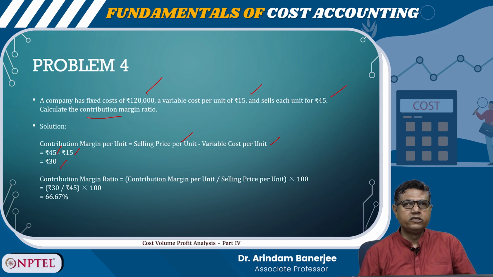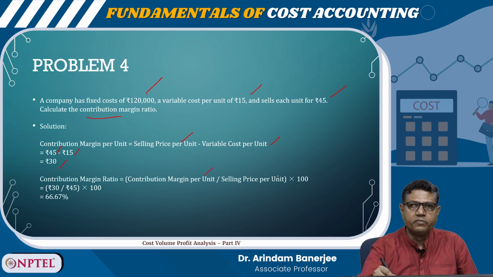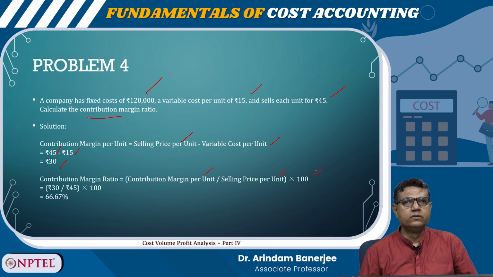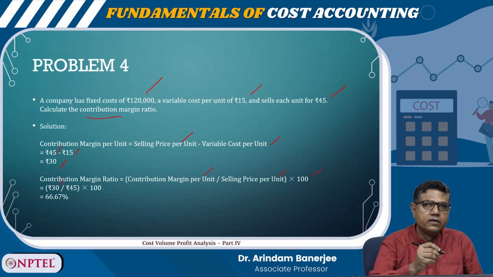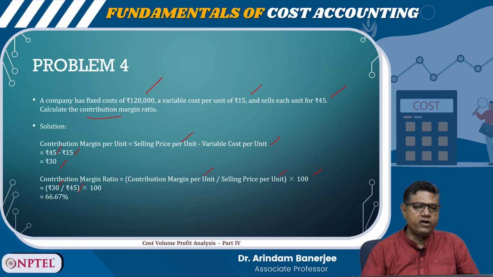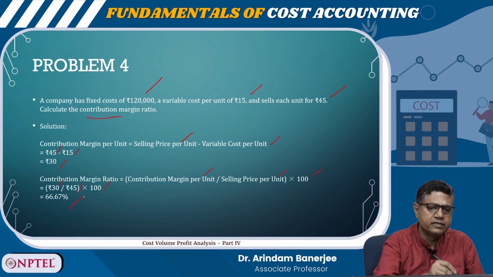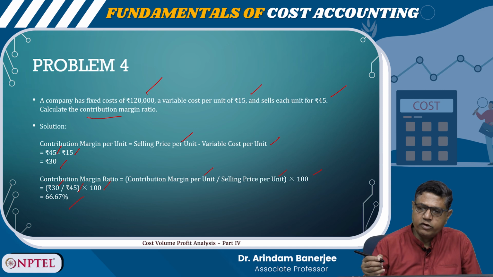So, contribution margin ratio is equal to contribution margin per unit divided by selling price per unit, into 100. So, 30 rupees is my contribution margin, selling price is 45. So, 30 by 45 into 100. So, it is coming to 66.67%.